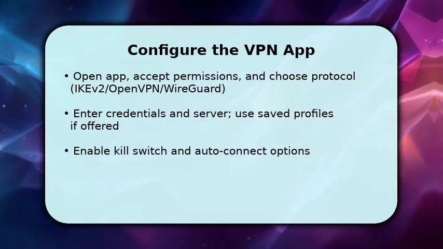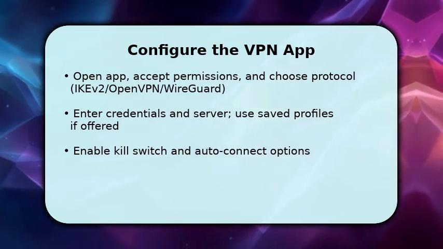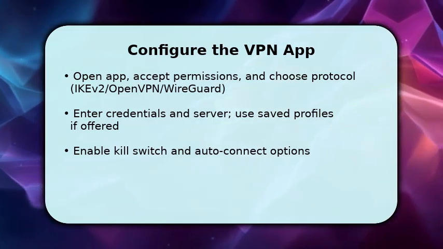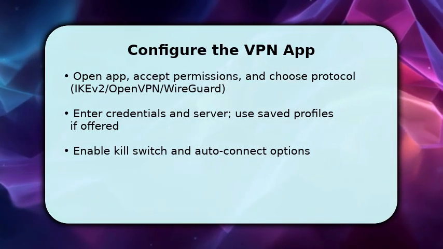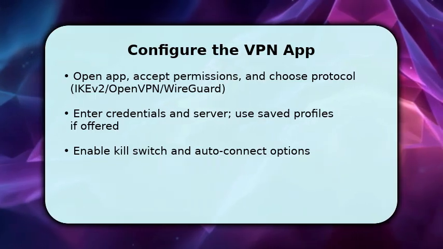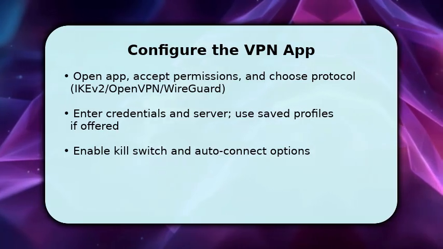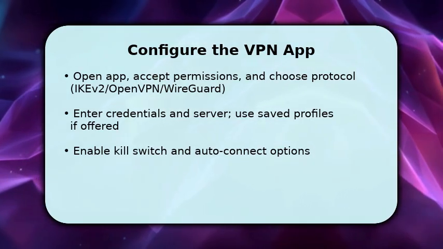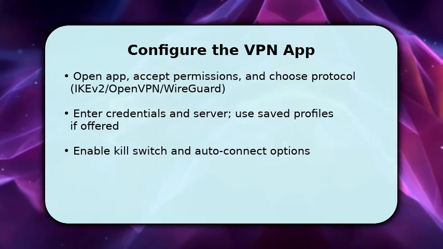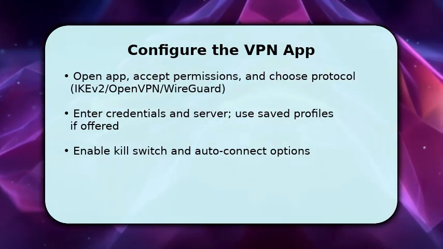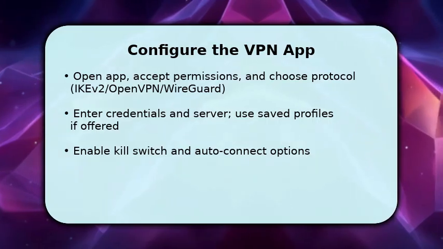Choose a protocol, WireGuard for speed, IKEv2 for stability, OpenVPN for compatibility, and enter the server address plus your credentials. Once you import or create a profile, enable the kill switch and auto-connect so apps won't leak data if the VPN drops. Make sure split tunneling is set only for apps you trust. This controls which traffic bypasses the tunnel.